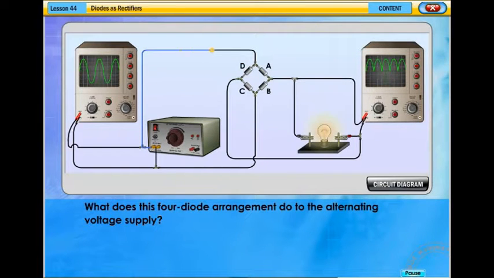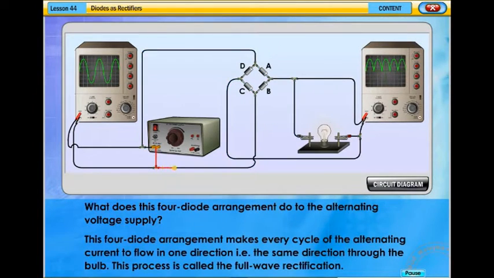What does this 4-diode arrangement do to the alternating voltage supply? This 4-diode arrangement makes every cycle of the alternating current flow in one direction, that is, the same direction through the bulb. This process is called full-wave rectification.